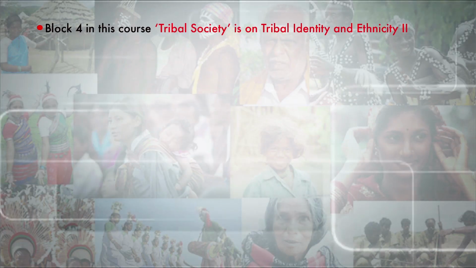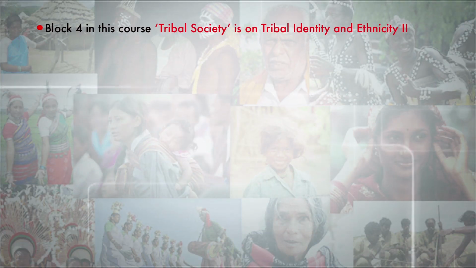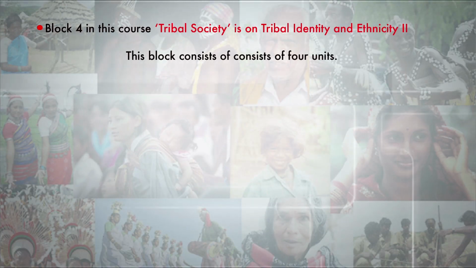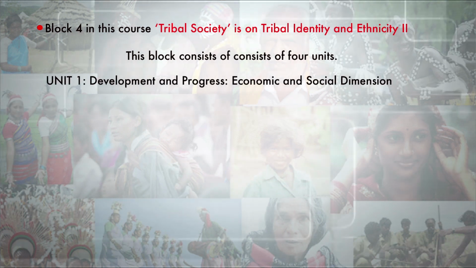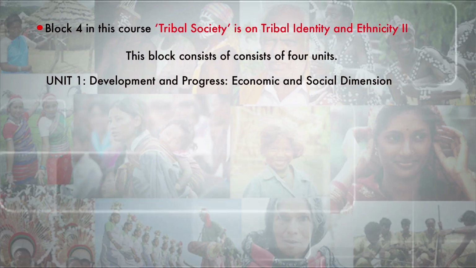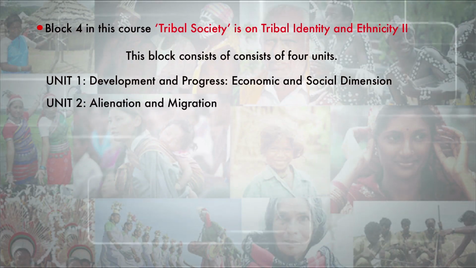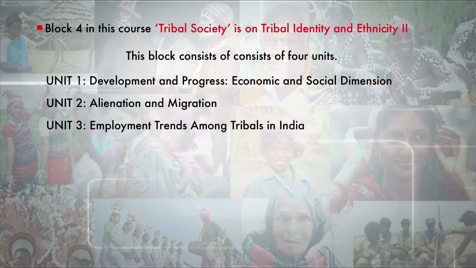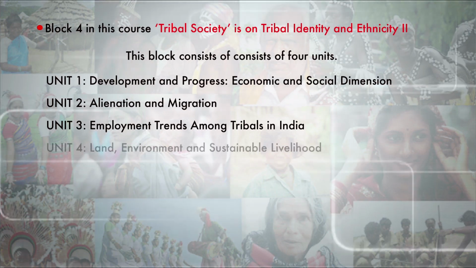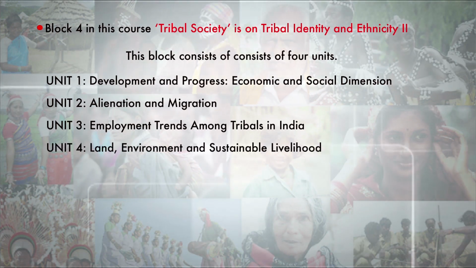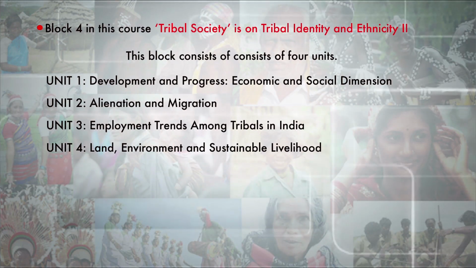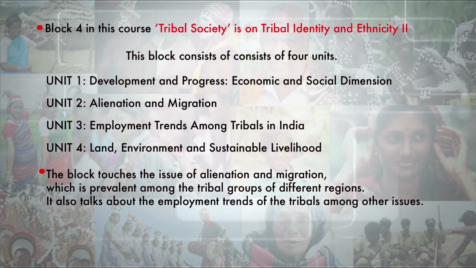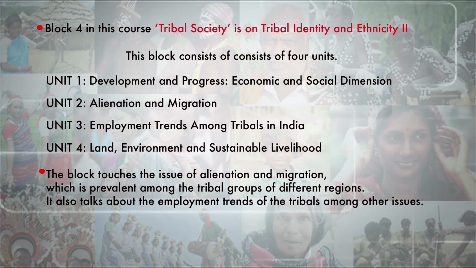Block 4 in the course Tribal Society is on Tribal Identity and Ethnicity Part 2. This block consists of 4 units. Unit 1 is titled Development and Progress, Economic and Social Dimension. Unit 2 is titled Alienation and Migration. Unit 3 is titled Employment Trends Among Tribals in India. And Unit 4 is on Land, Environment and Sustainable Livelihood. The block touches the issue of alienation and migration, which is prevalent among the tribal groups of different regions.